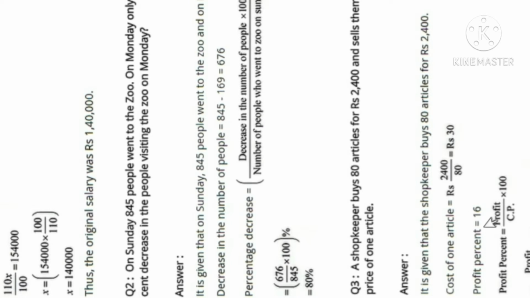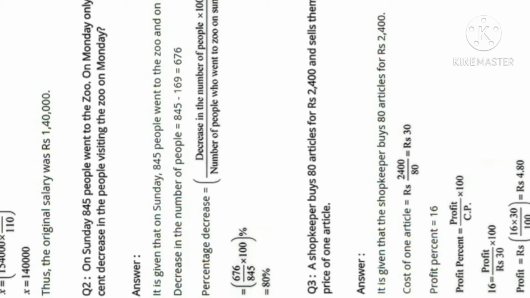Now the profit percent is given, 16. So according to the formula, profit percent equals profit upon CP into 100. So profit upon CP is given, the cost of one article is 30. So profit upon 30 into 100, and here the profit percent is given 16. So profit equals, this 30 will be multiplied here, 16 into 30 upon 100, that is equal to rupees 4.80.